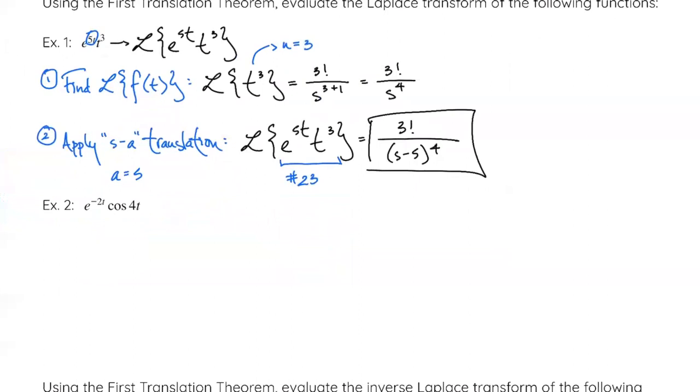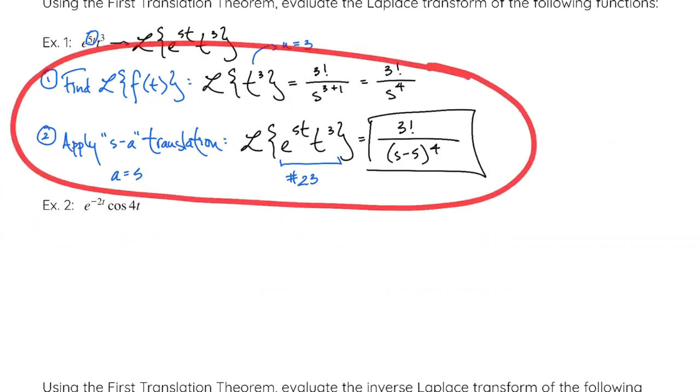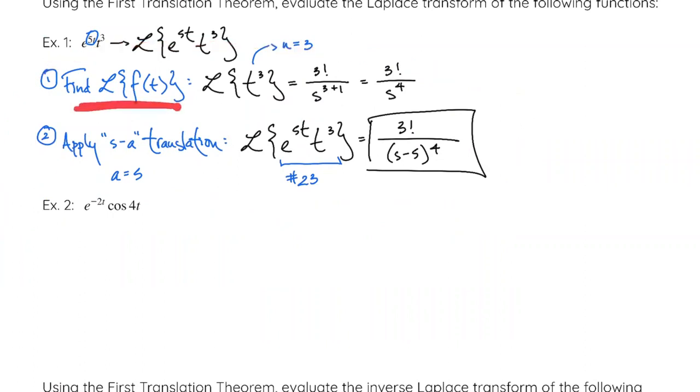So let's take a stab at example number 2. Okay, I'd like us to sort of break this up into 2 different steps where we find our Laplace transform of f of t. Okay, so this first part, I think that's a really good place to practice reading the table, making sure we're plugging in things accurately, right? And then let's go ahead and apply that first translation theorem. Either way, we can check our answer because the output should be what line 23 gives us.